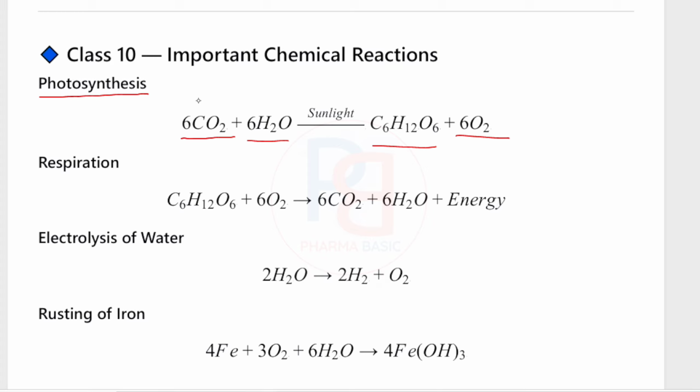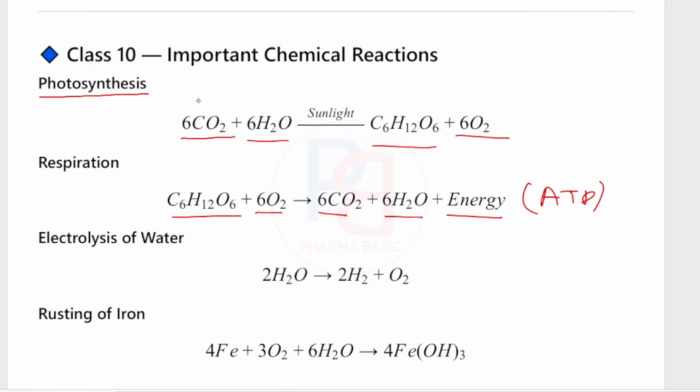Respiration means from the glucose molecule it produces energy. So one glucose molecule and 6 oxygen will produce 6 carbon dioxide, 6 water and energy. Energy is the ATP.